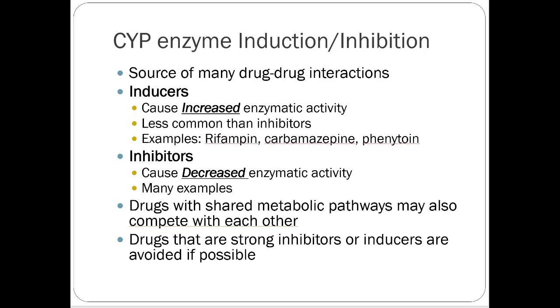Usually we try and avoid strong inhibitors or inducers, especially with certain disease states. A great example would be transplant medications, people on anti-rejection therapy. Those levels need to be very carefully controlled, and if they get out of whack, they can either cause pretty significant toxicity, or worst case scenario, you get organ rejection because the medication is not as effective as it should be.